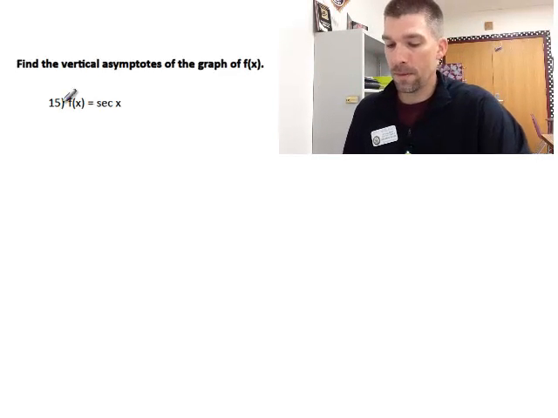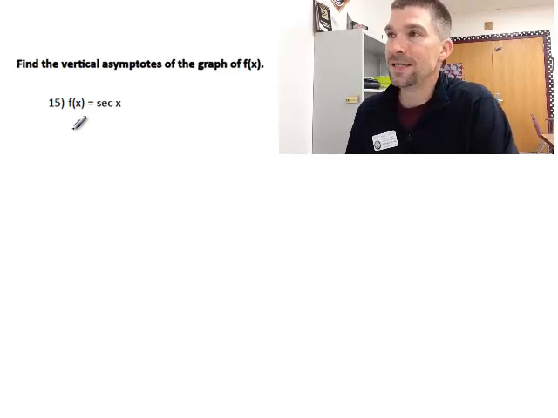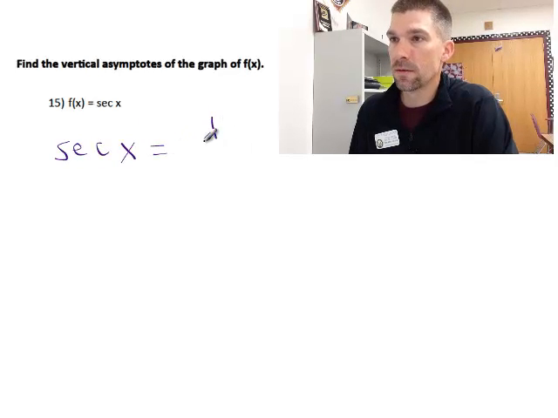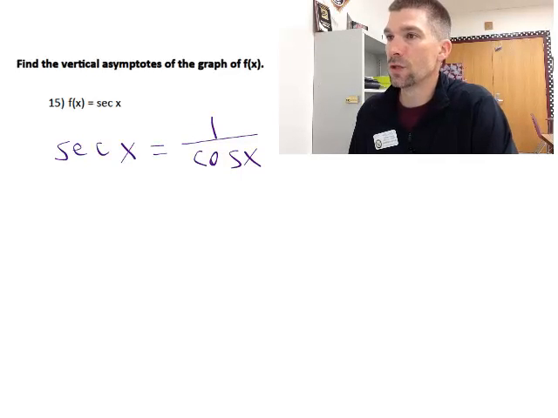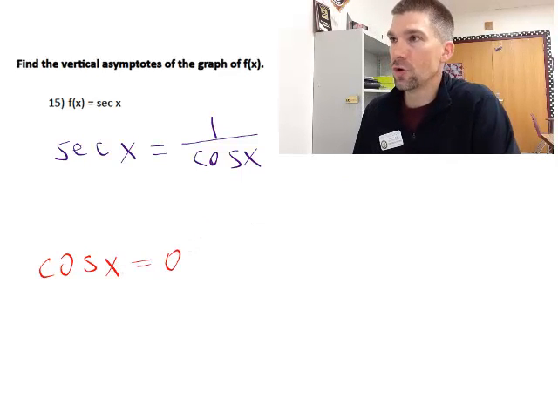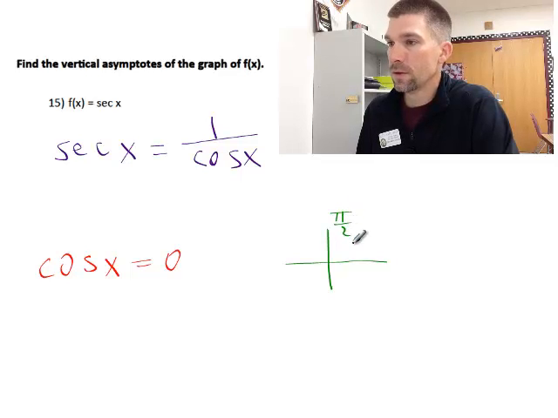Well, remember, just like one of our previous problems, that the secant of x is equal to 1 over cosine x. So in order to find all our vertical asymptotes, we're just going to set cosine x equal to 0. And where does this happen? Well, think back to trig and think back to your unit circle. Up here at pi over 2, over here at 0 and 2 pi, over here at pi, and down here at 3 pi over 2.